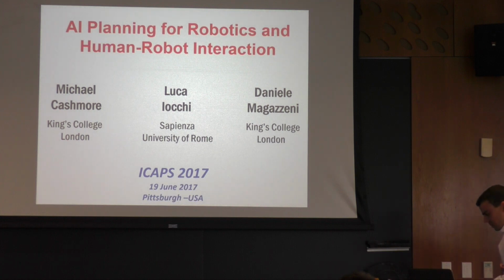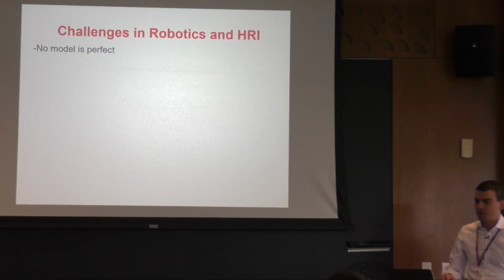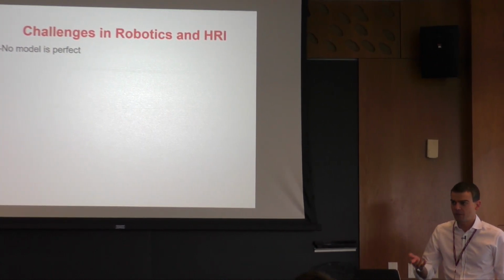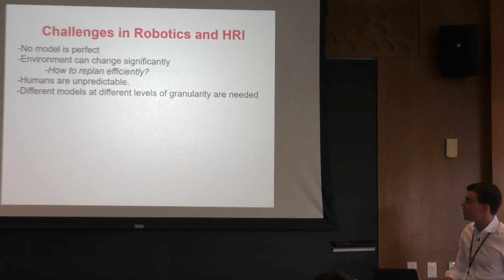Okay, fine, thank you. Okay, just to highlight what we think are the main challenges in using planning for robotics and human-robot interaction. So first of all, no model is perfect, as we have seen, and we have to handle this issue, mainly because the environment can change significantly.